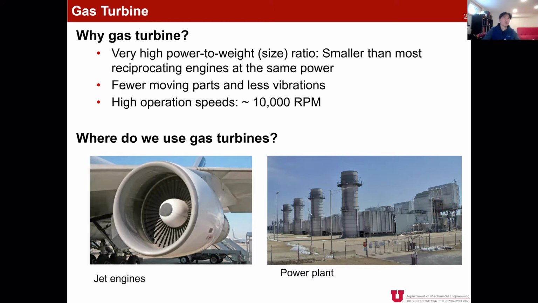For reciprocating engines, you should have pistons inside, and the piston, as we discussed earlier, should move up and down. So it basically has a more linear motion. And this linear motion is converted to rotating motion in the crankshaft. That is a uniqueness of a reciprocating engine.